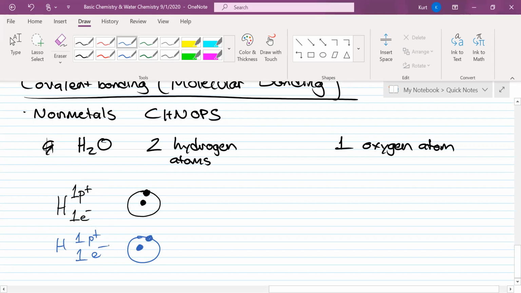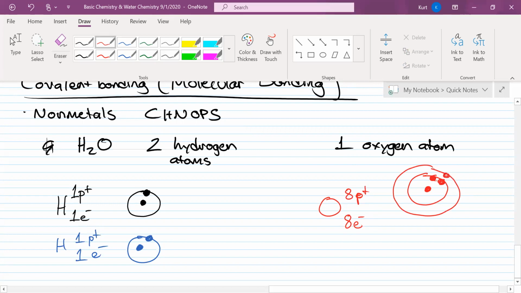Okay, and then over here, for oxygen, oxygen has 6 protons and 6 electrons. Actually, no, excuse me. It has 8. I'm thinking of carbon. And so that's what an oxygen atom looks like. And if you notice, they're all unstable. Each hydrogen has 1 valence electron on the outermost shell. It needs 2. Oxygen has 6 electrons on the outermost shell. It needs 8.